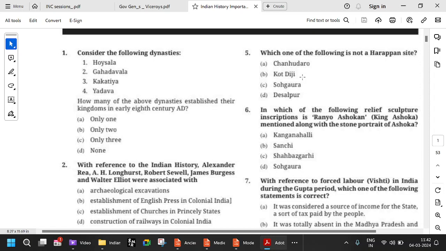Sohagaura is related to the Mauryan Empire. Sohagaura copper plate inscriptions are very famous. It is in the Uttar Pradesh region, Gorakhpur or something. The Sohagaura copper plates are written in Prakrit in the Brahmi script. The script is Brahmi and the language is Prakrit. They mention cautioning about the ration, to distribute grains very cautiously. So probably some famine was going on. So it is associated with the Mauryan Empire. So Chanhudaro, Kodiji are in Pakistan, and Desalpur is in Gujarat. Chanhudaro is famous for beads.